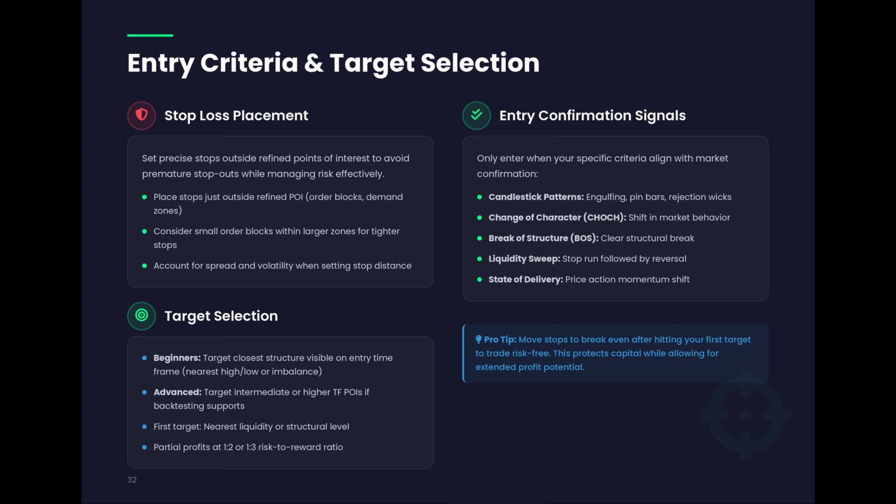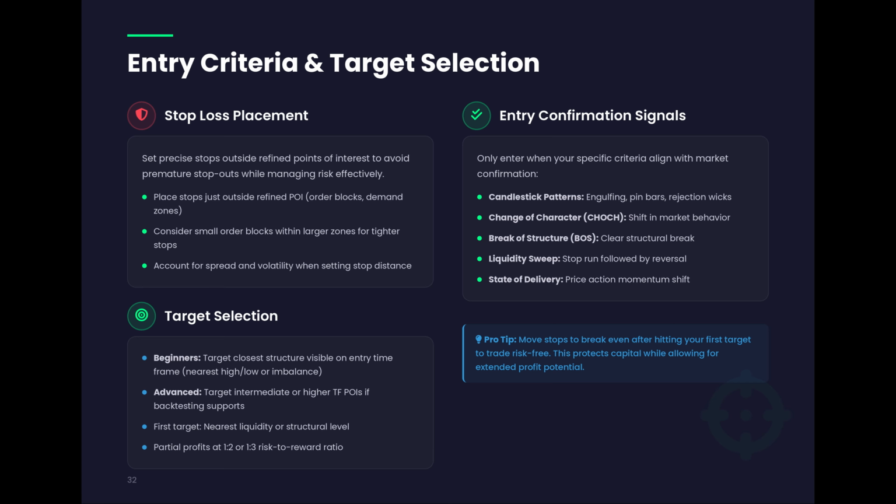Now, regarding entry itself, precision matters tremendously. Are you entering market orders the moment you see confirmation, or are you using limit orders placed at optimal levels within your zone? Both approaches work, but each has implications. Market orders guarantee execution, but might give you suboptimal prices. Limit orders give you perfect prices, but might not get filled. Know which approach suits your strategy.